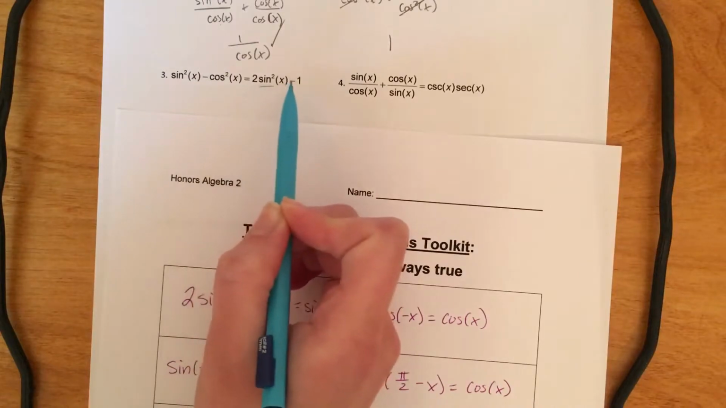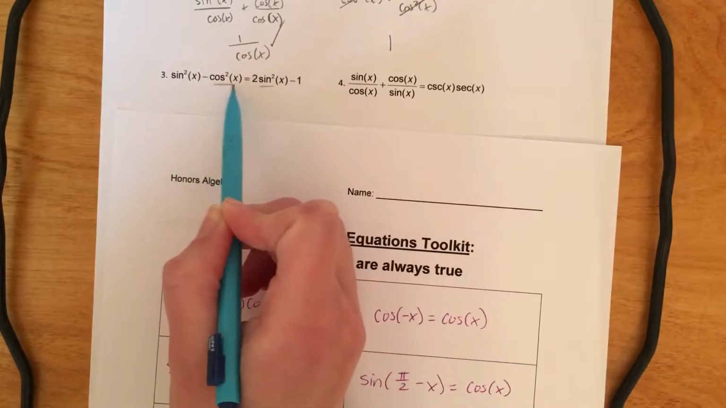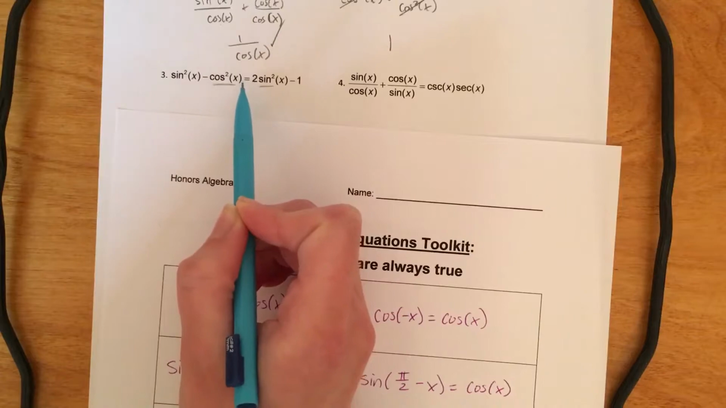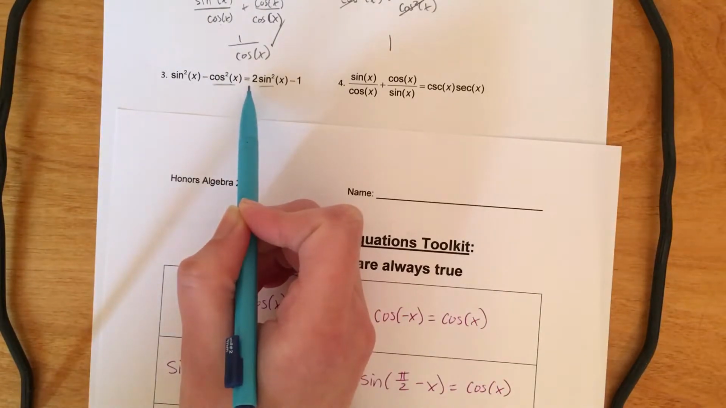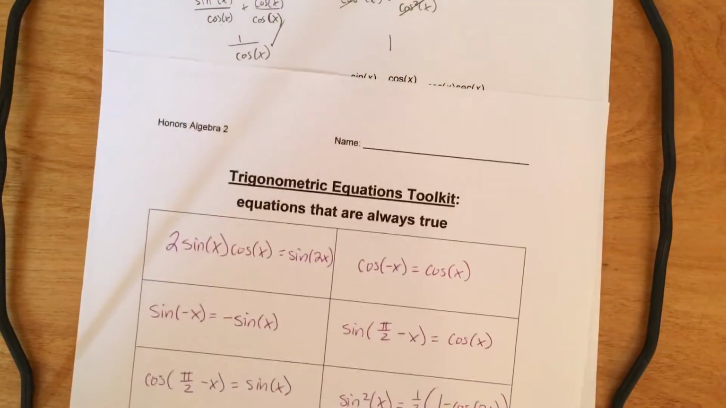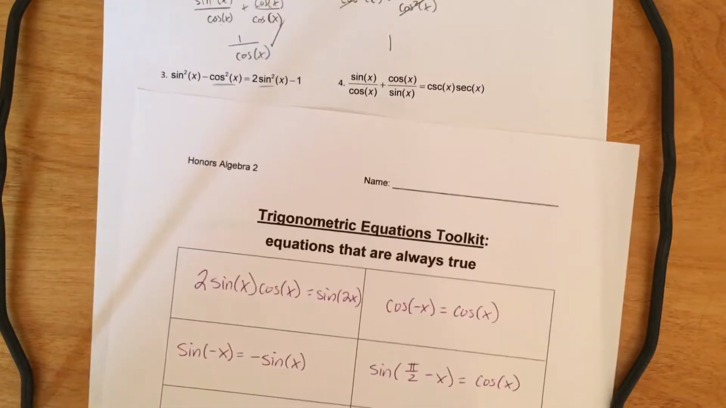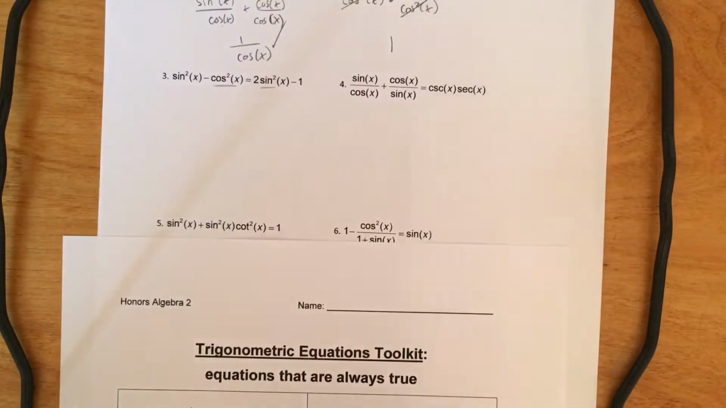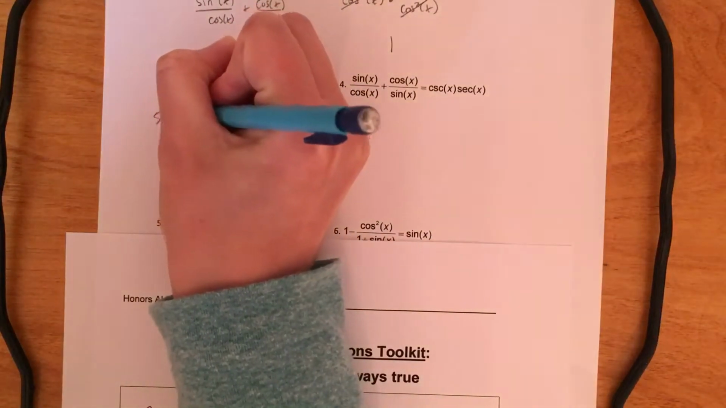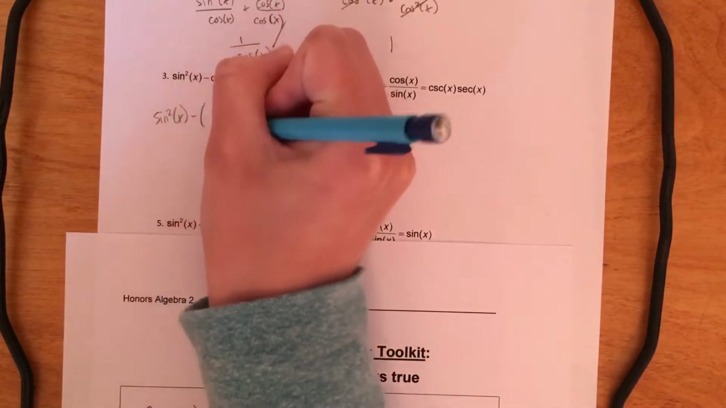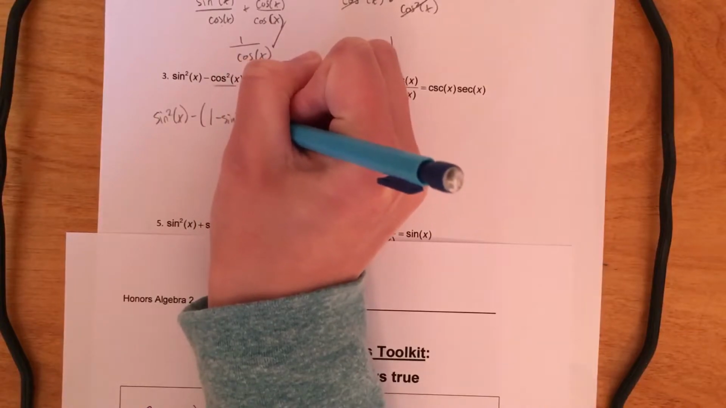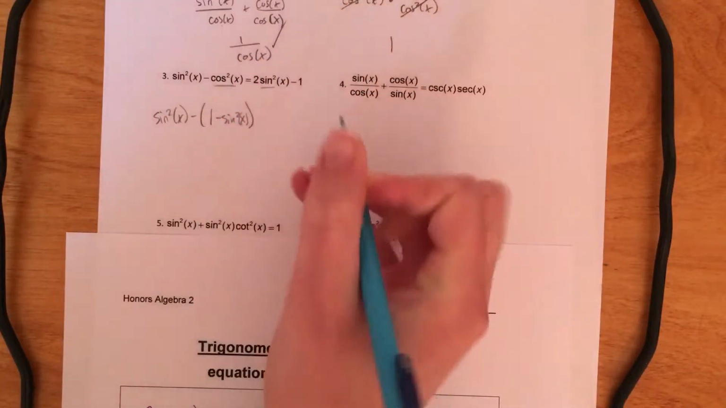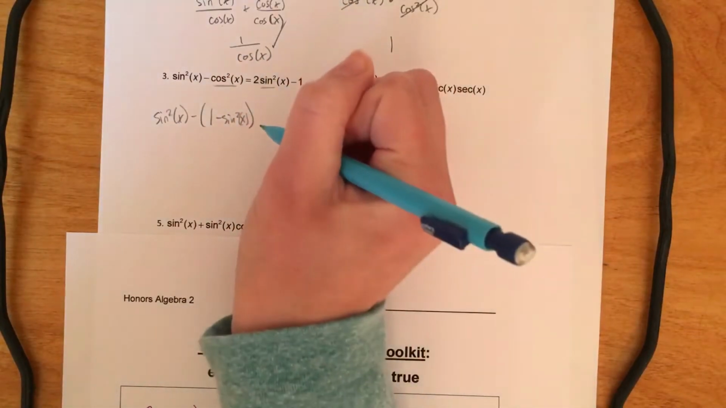We want to have sine in our result. So let's see if we can change this cosine squared into something with sine, if possible. So cosine squared, this is 1 minus sine squared. That's a possibility there. So we have sine squared minus 1 minus sine squared of x. We're trying to make it become this side. So let's see what happens.